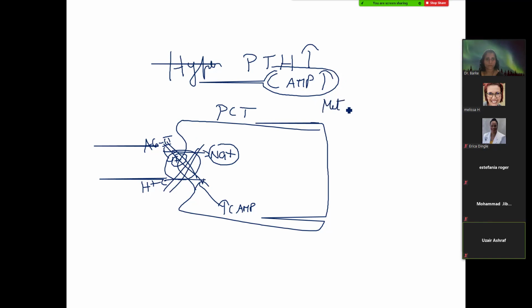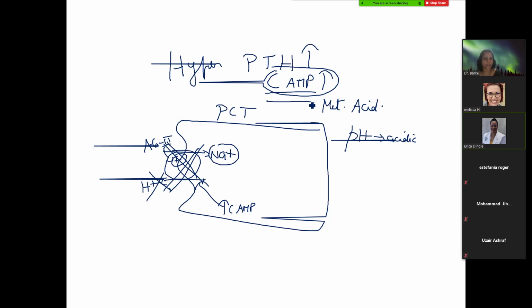Metabolic acidosis. The pump cannot work, H plus cannot get excreted. So what will it give rise to? Metabolic acidosis. So if you're doing questions, you'll see some questions where they're talking about PTH, but they're also giving that pH is acidic, so don't get confused. That's because of the effect of cyclic AMP.